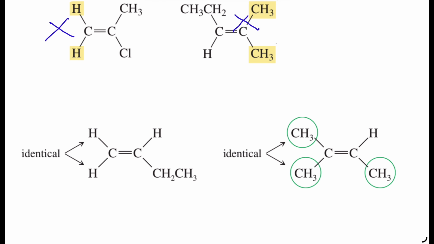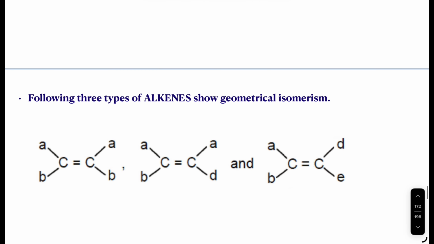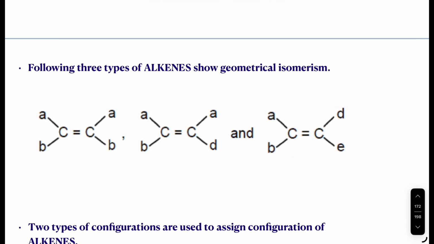Next example, you see this is sp2 carbon, sp2 carbon. Here we have hydrogen, here also we have hydrogen. The condition is not satisfied, geometrical isomerism is not possible. Even in the next example, here methyl groups are repeated, therefore geometrical isomerism is not possible. For example, which type of alkenes exhibit geometrical isomerism?